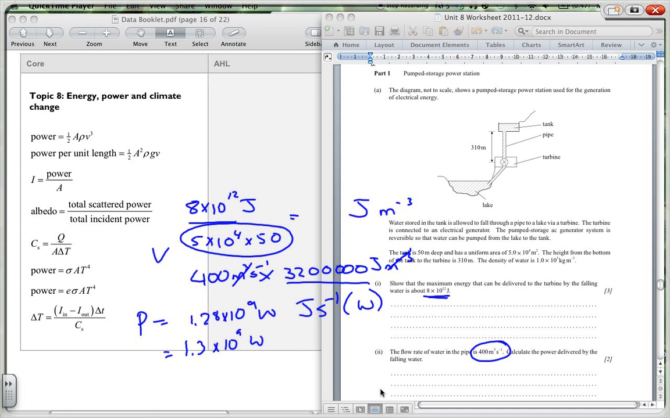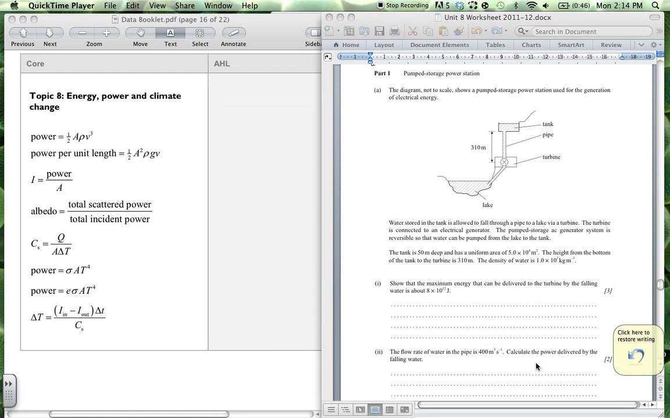Now, you could also have worked this out in a different way. You could have worked out the total time it would take for all this water to run out. Once you know the total time, you could divide the total energy by that total time, and that would also give you the power per second. So there are two different ways of doing that. Maybe a third way, maybe you can think of a different way.